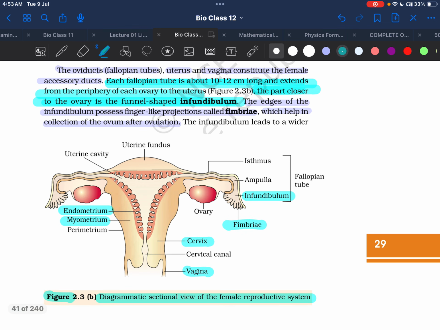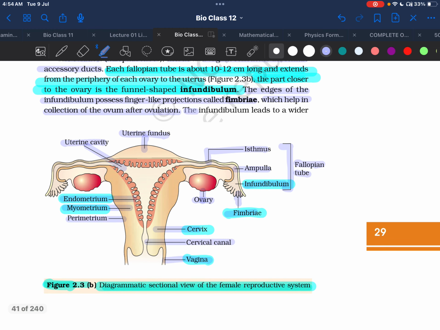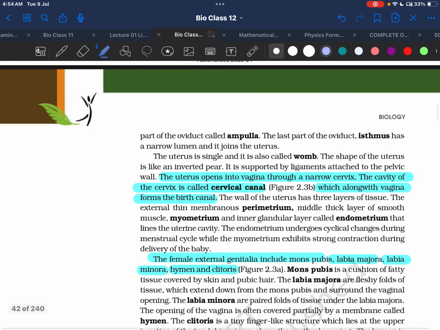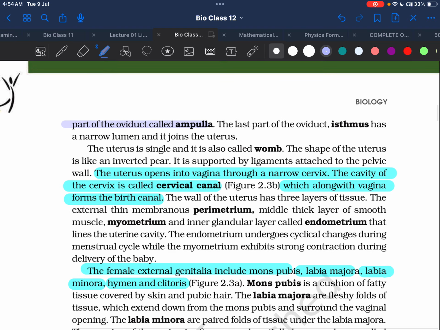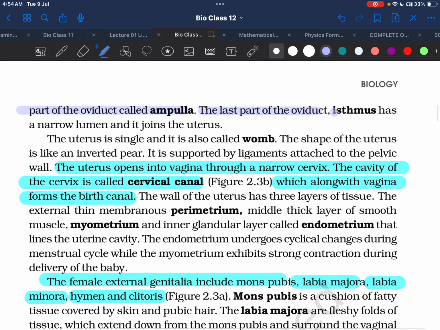Figure 2.3b: Diagrammatic sectional view of the female reproductive system: uterine cavity, uterine fundus, isthmus, ampulla, infundibulum, fallopian tube, ovary, fimbriae, cervix, cervical canal, vagina, endometrium, myometrium, perimetrium. The infundibulum leads to a wider part of the oviduct called the ampulla. The last part of the oviduct, the isthmus, has a narrow lumen and it joins the uterus.